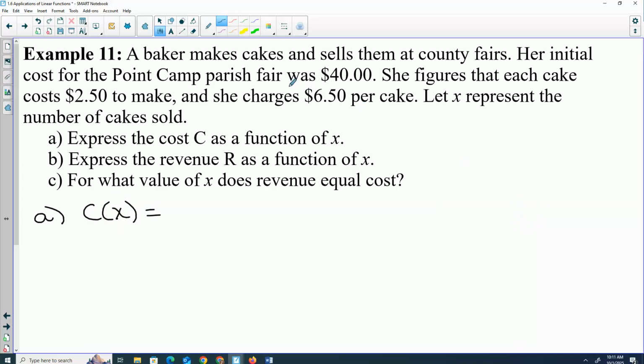Okay, our cost. So the baker makes cakes. Initial cost to get into the fair was $40. Each cake costs $2.50 to make, and she charges $6.50 to sell them. So what would her cost be?